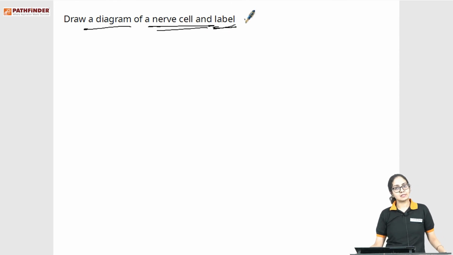Again over here, labeling can be the same thing. They can mention what parts you have to label, or they can ask you to give 4 labels or 5 labelings in the diagram. It will vary as per the requirement of the question.